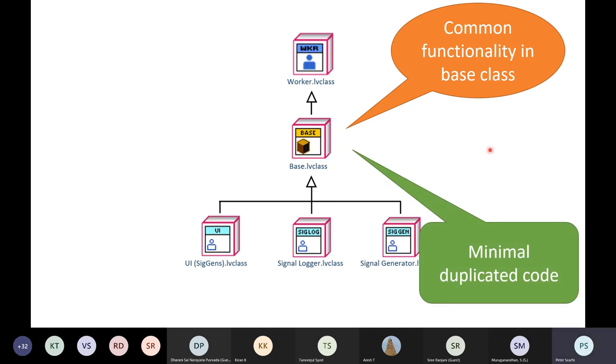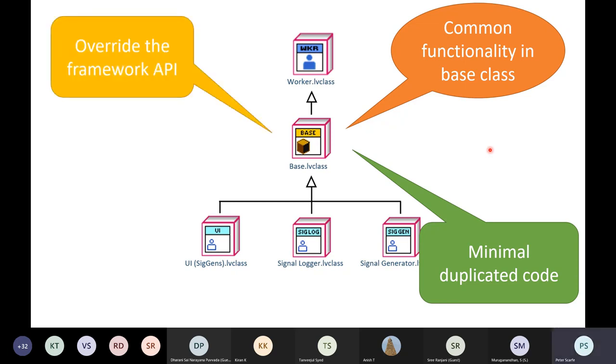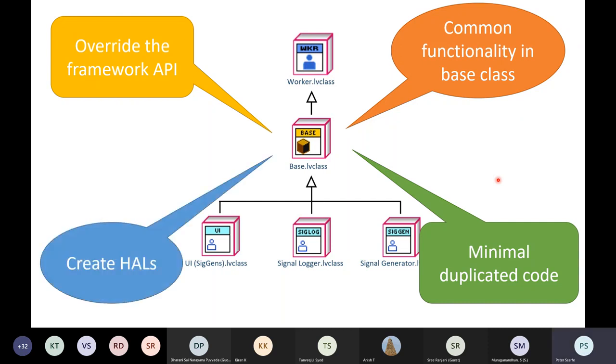You can also use inheritance to override the framework's public API. For example, you could override the framework's error handler that exists on the block diagram of every worker, so that you can add your own custom and common error handling to your applications. You can also use inheritance to create hardware abstraction layers, whereby your hardware abstraction layer's common interface will exist in an abstract base class, and your specific implementations will exist in every worker that inherits from that class.